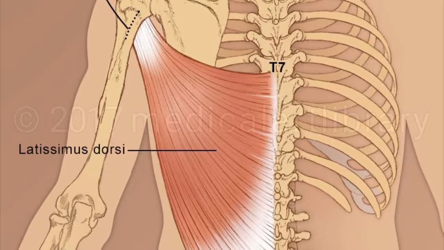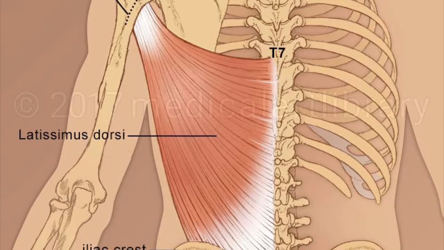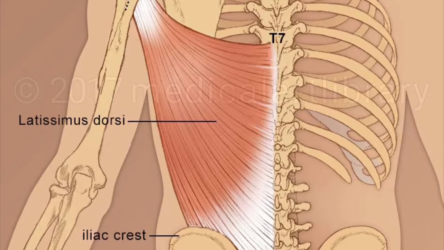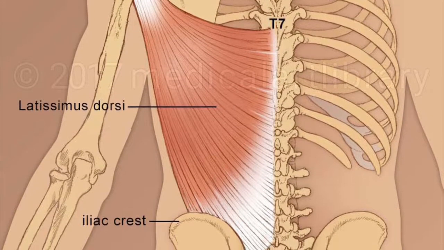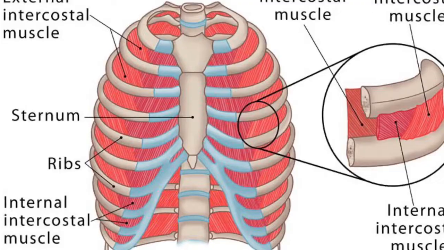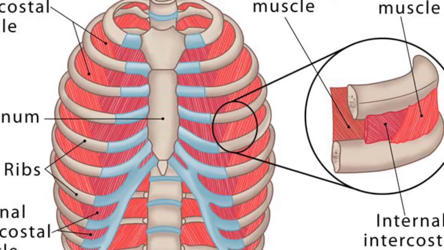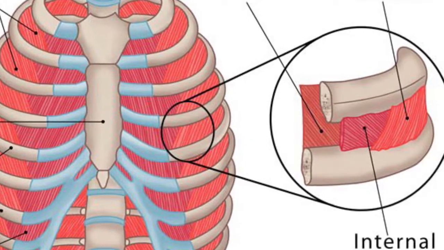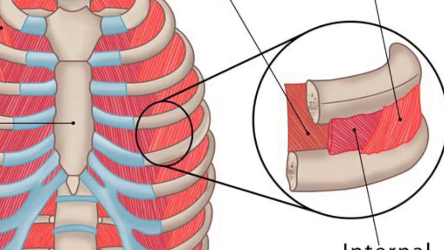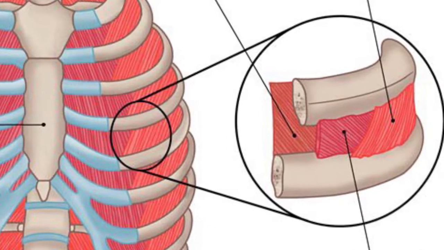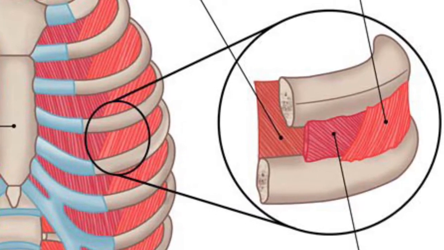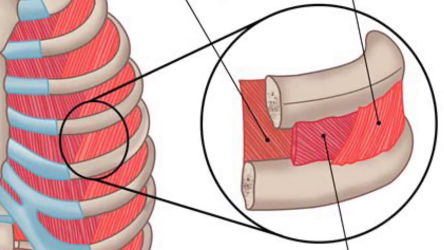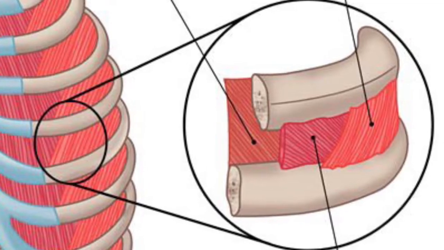The latissimus dorsi runs from the vertebral column across the posterior side of the rib cage to the intertubercular groove on the humerus. At a closer look is the internal intercostal muscles, which originate from the upper border of the rib and then insert at the lower border of the rib above. The function of these is to tense the intercostal spaces during deep inspiration and exhalation to support breathing.